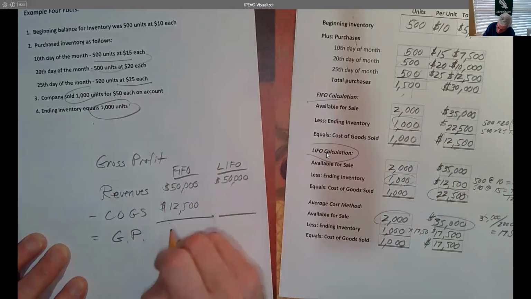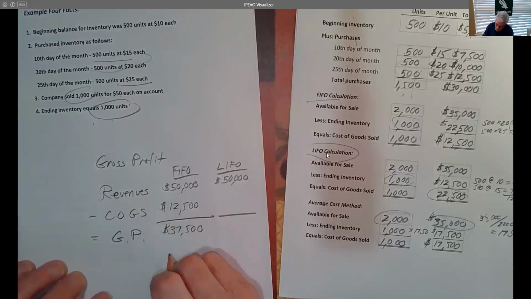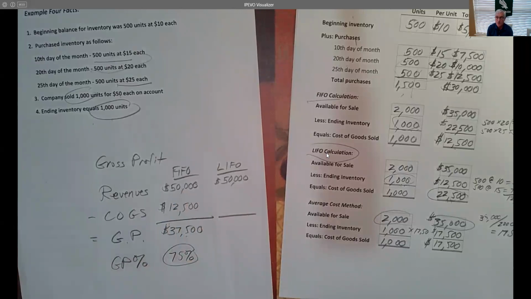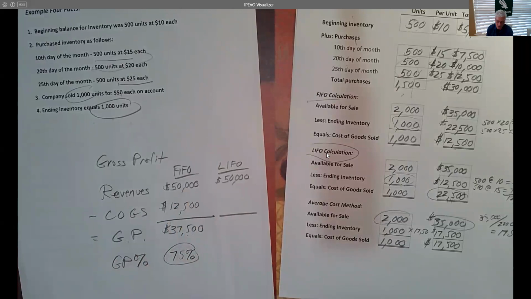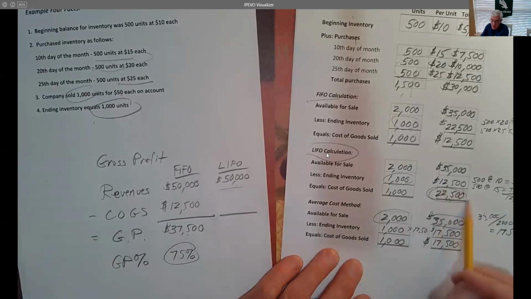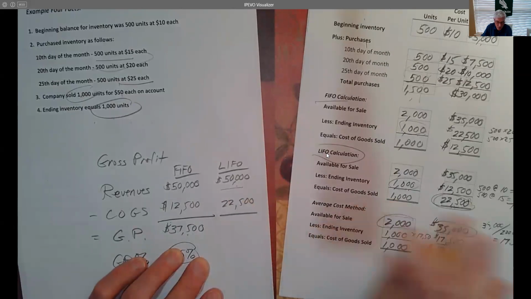Therefore, I've got a $37,500 gross profit. And if I take $37,500 divided by 50,000, I don't have my calculator here, but I'm pretty sure I can say that's 75%. 37,500 divided by revenues. A lot of people also care about gross profit percent. That's just gross profit divided by revenues and gets us into percentage terms. Let's look at LIFO then, $50,000 in revenues, but I had $22,500 in costs.